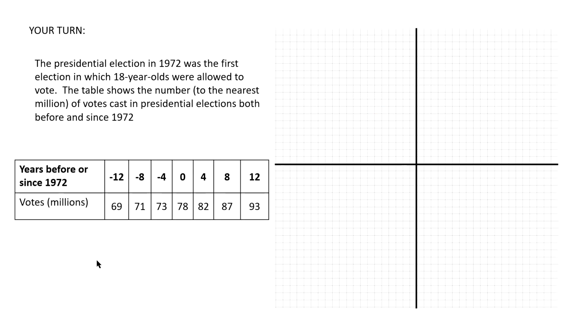All right, so your turn. Again, try on a piece of paper to graph it out, make sure it kind of looks reasonable to what you did. Again, it's another election result, this time from 1972, when they first allowed 18-year-olds to vote. And it shows the difference in the number of votes with 18-year-olds voting.